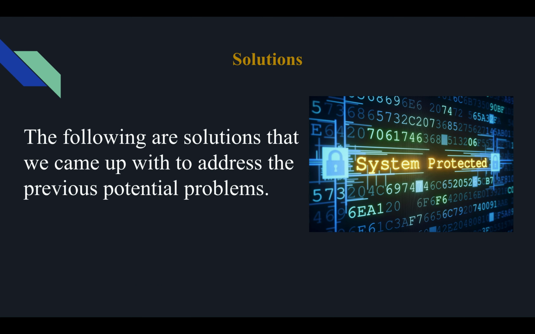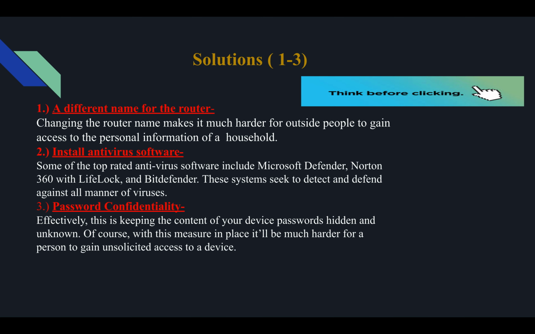Solutions. The following are solutions that we came up with to address the previous potential problems. Number one, changing the router name makes it much harder for outside people to gain access to personal information of a household. Two, installing an antivirus software. This system will actively seek to detect and defend against all manner of viruses.